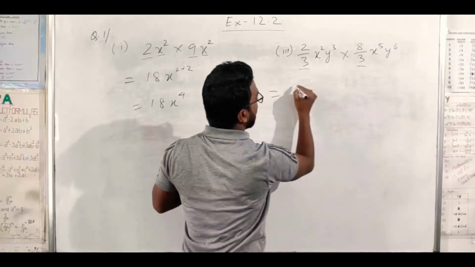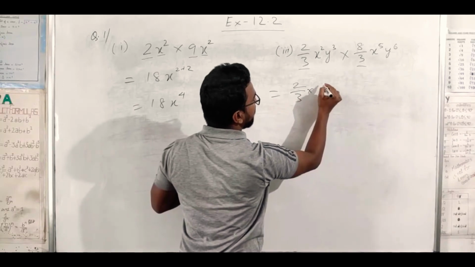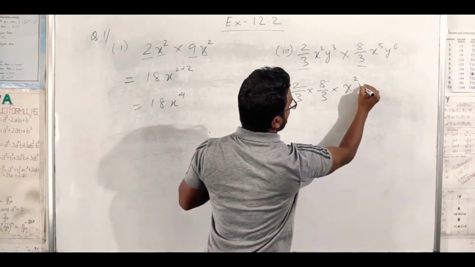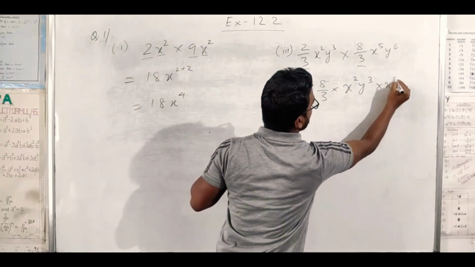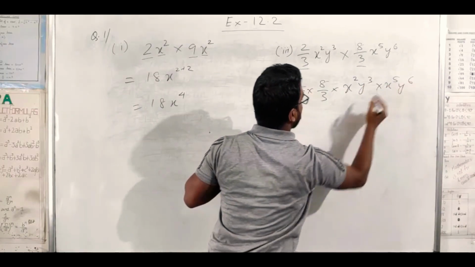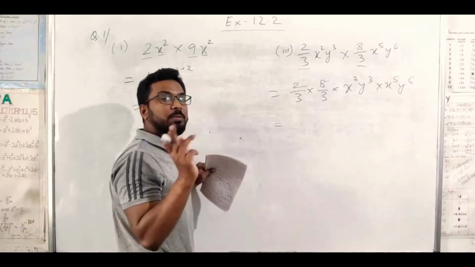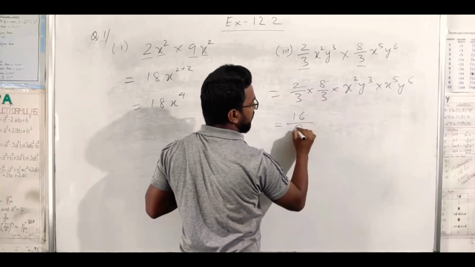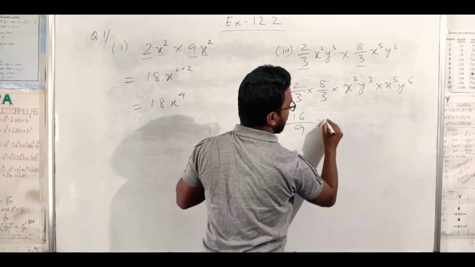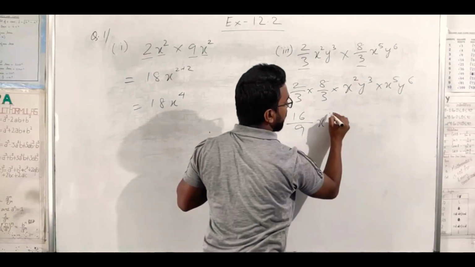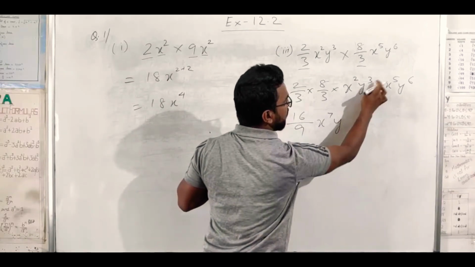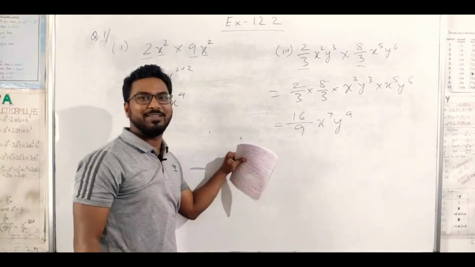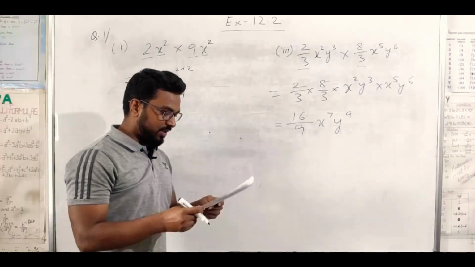The numerical values are 2 by 3 into 8 by 3, and the variable parts are x square y cube into x to the power 5 y to the power 6. So what we'll do, we'll first multiply the numerical values. 8 2s are 16, 3 3s are 9. How many x are here? 2 plus 5, that will be 7, and y, 3 plus 6, that will be 9. That will be our answer. Okay, we'll do the next question.